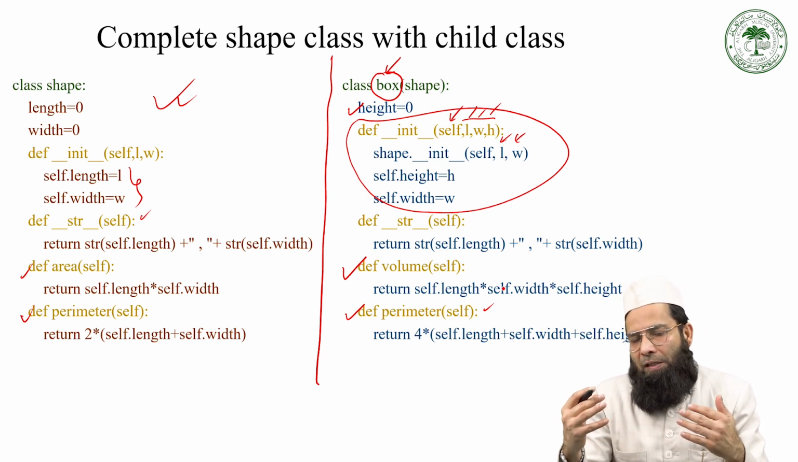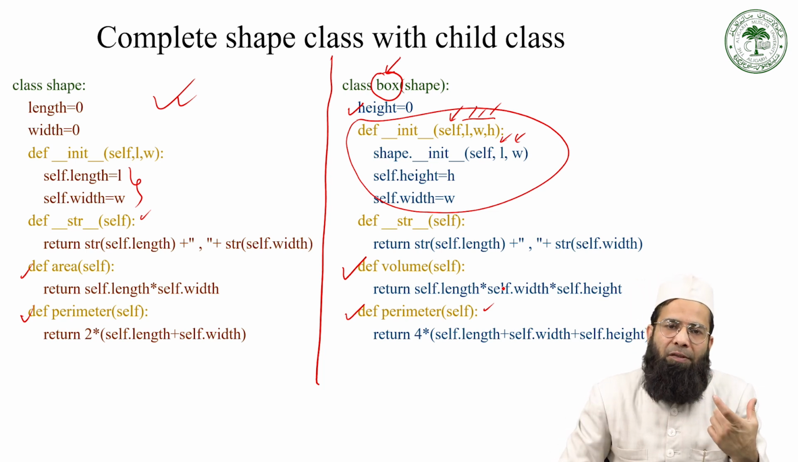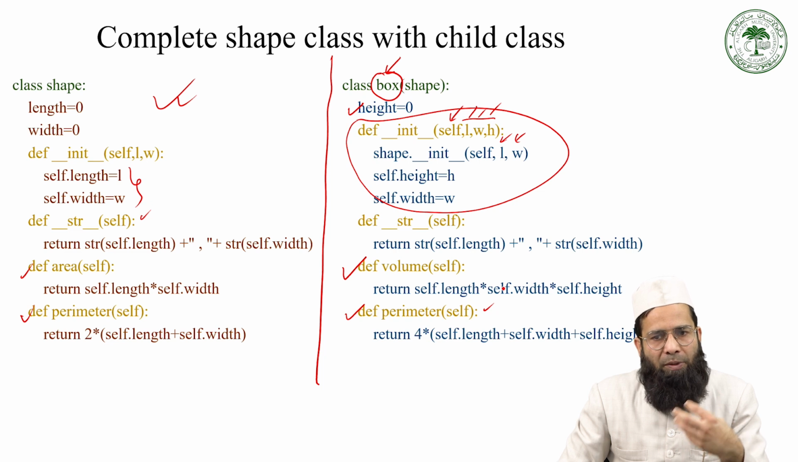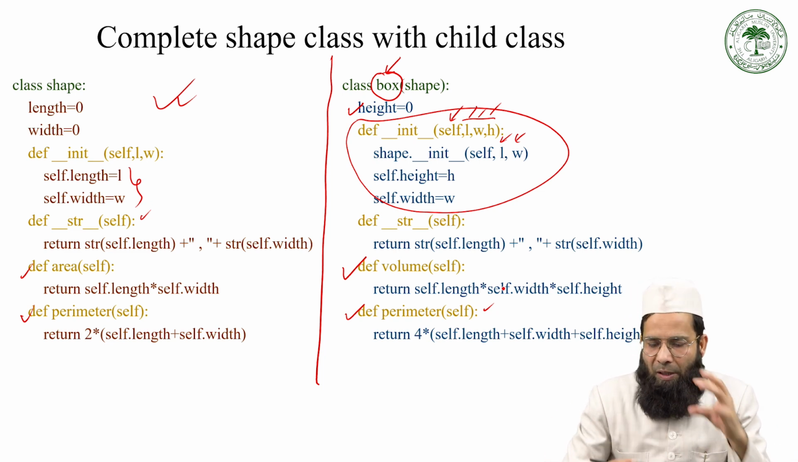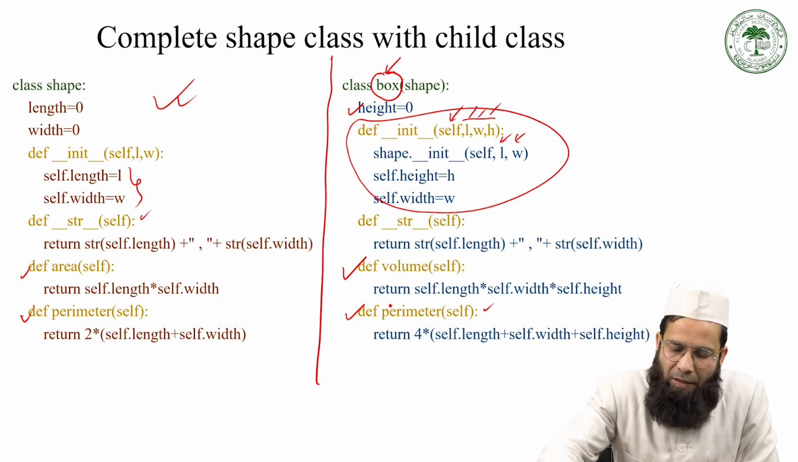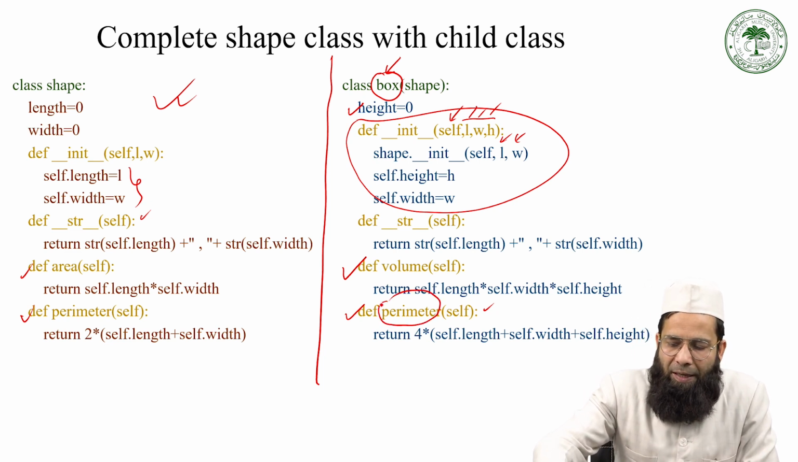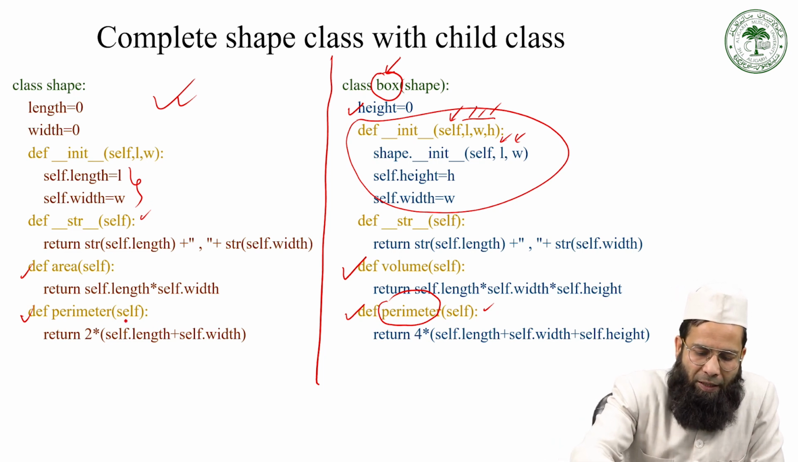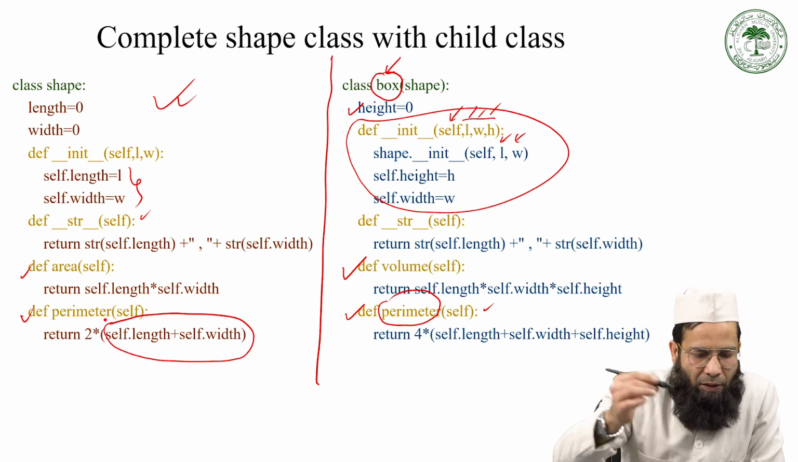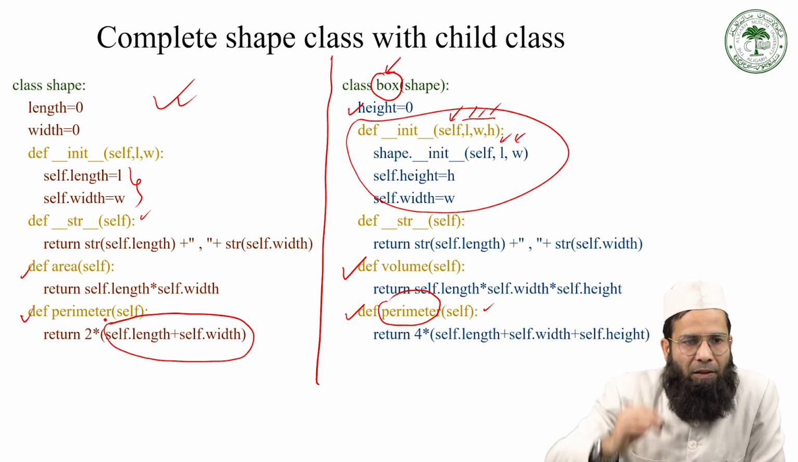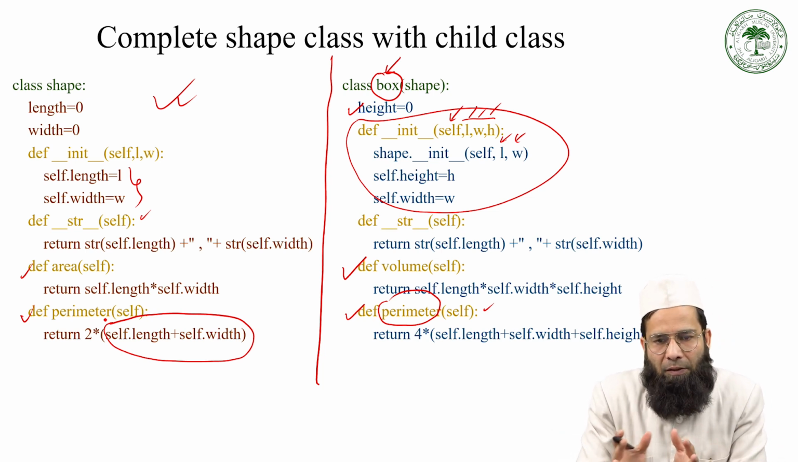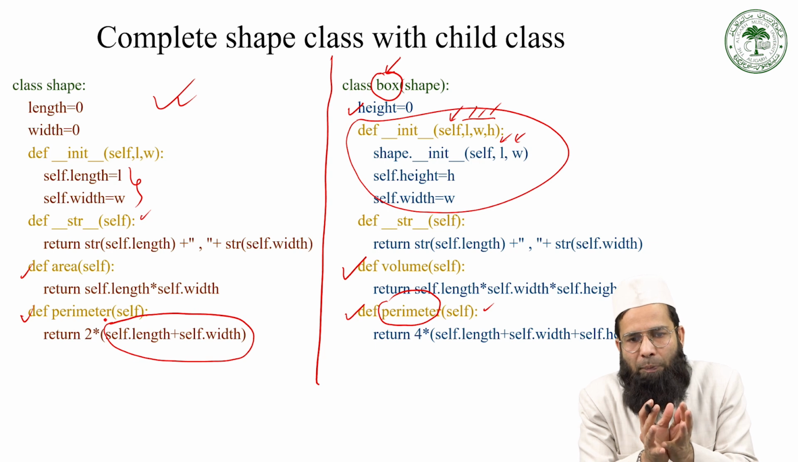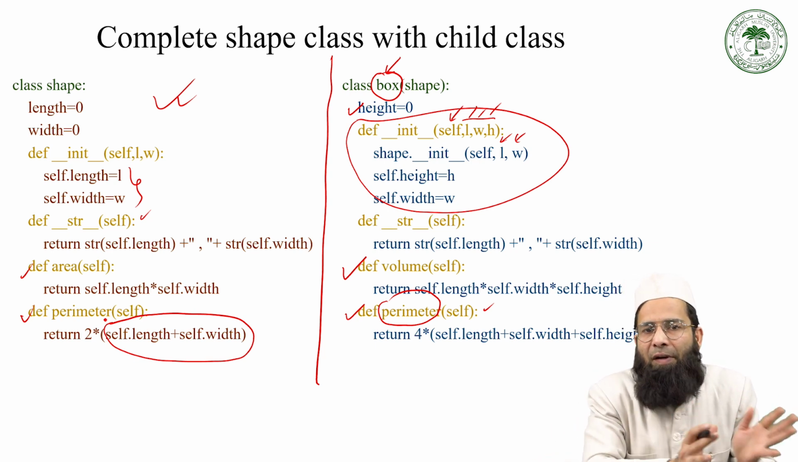There is one more property that is called polymorphism. It means a single function can act differently depending on the object being referred, right? So depending on the context, a similar function would behave differently. You can see here, perimeter is finding the perimeter of a box, and here perimeter is finding the perimeter of a shape, let's say a rectangle. So the same function is performing differently on different classes.